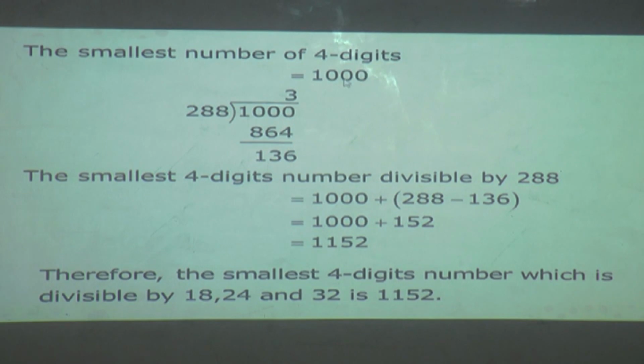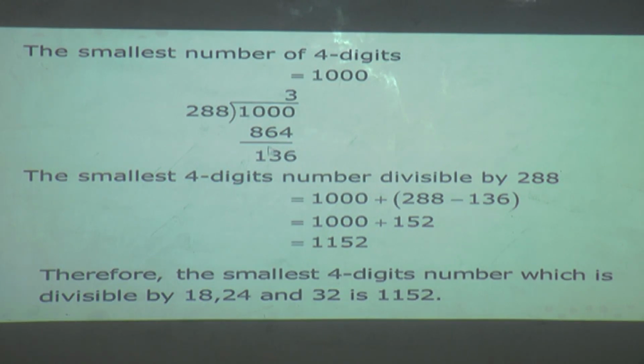The smallest 4-digit number is 1000. So 1000 divided by 288. 288 3s are 864. We have the remainder 136. So the smallest 4-digit number which is divisible by 288 is 1000 plus 288 minus 136. We have to do so to find the smallest 4-digit number.